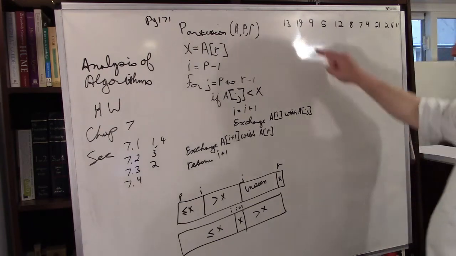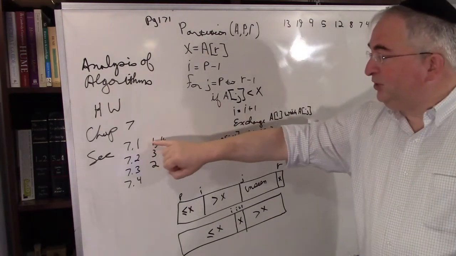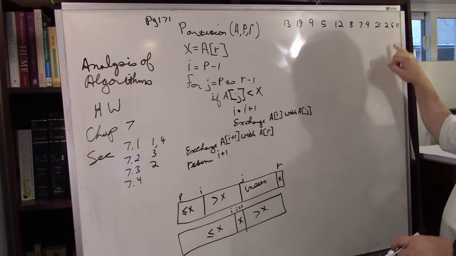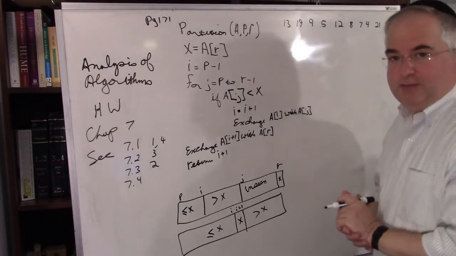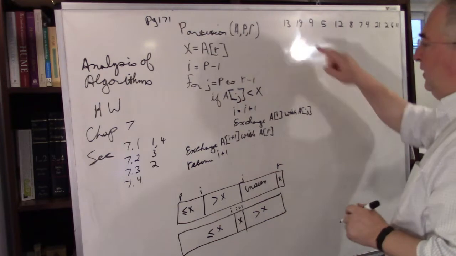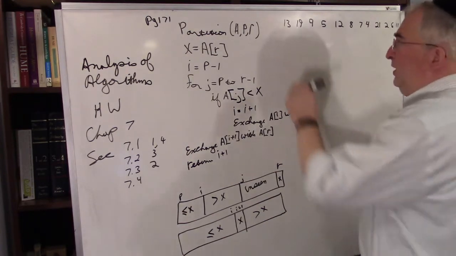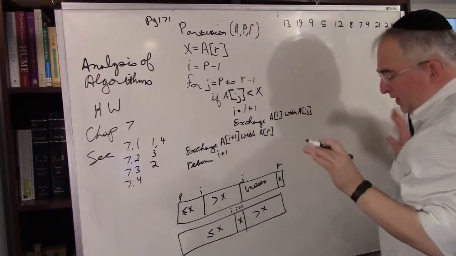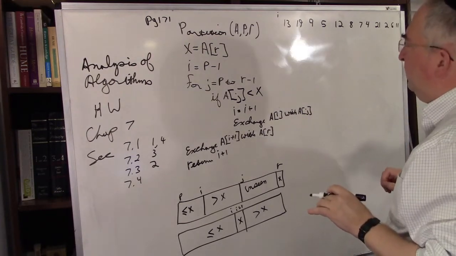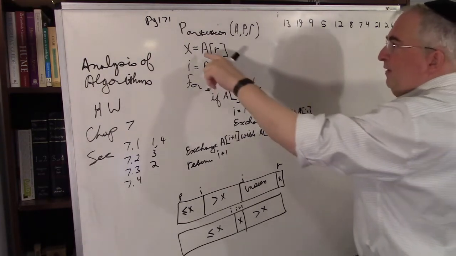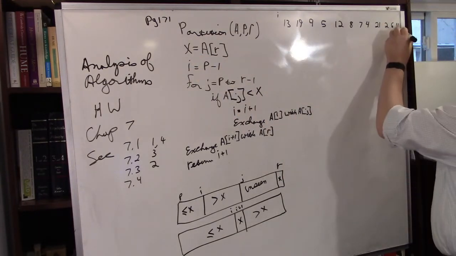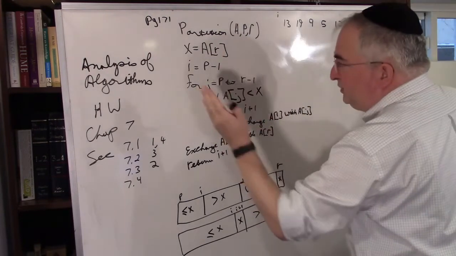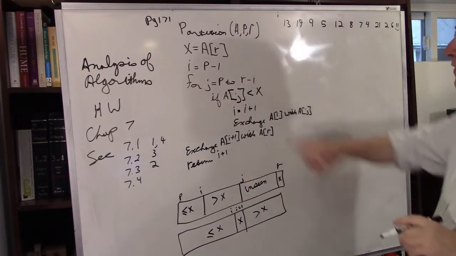So the homework problem for section 7.1, number 1, is take this and do it exactly like the book does. The book does it on page 172. They have their example, and we're going to go through our example. I'm not going to do it with different colors because it's just going to take more time. So x is equal to A of r, so we're going to pivot around 11. Everything less than 11 is going to go here, everything more than 11 is going to go here.